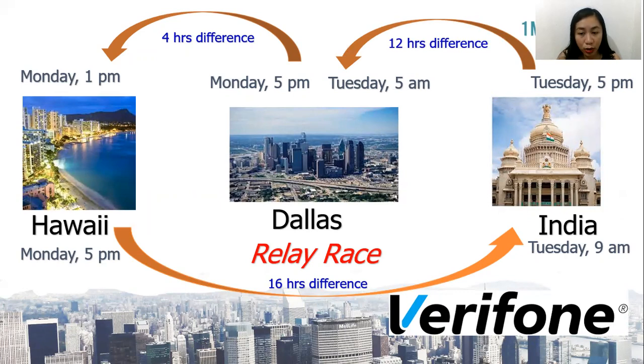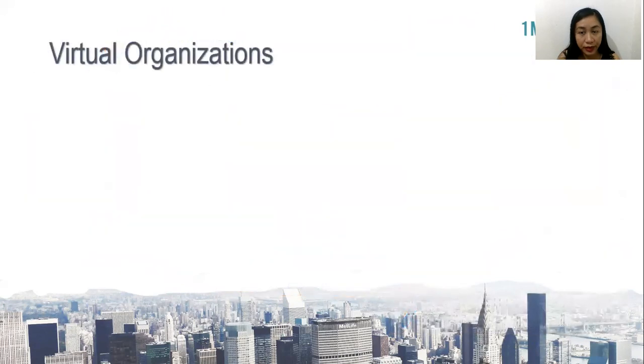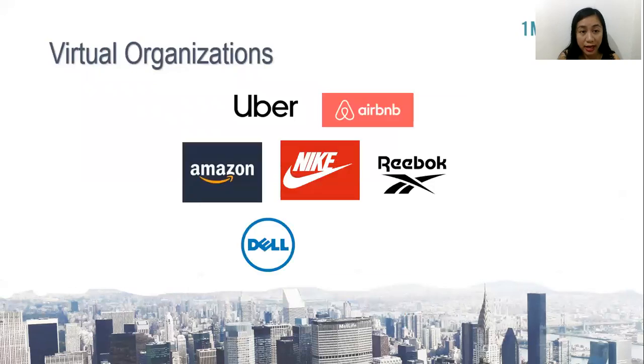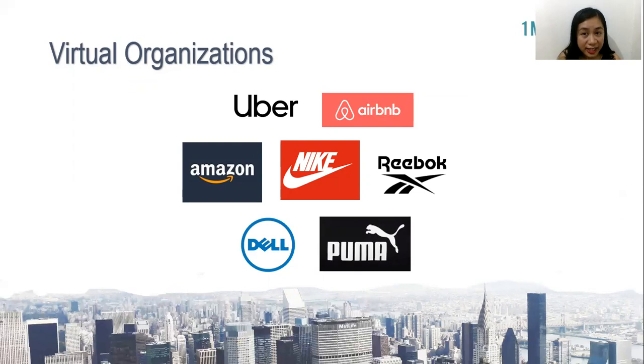Having the US and India collaborate 24/7 helped the business slash development cost and time. Other examples of organizations that use virtual organization are Uber, Airbnb, Amazon, Nike, Reebok, Dell, Puma, etc. Increasingly, organizations are using different variations of virtual structure with call centers and other outsourced tasks, positions, and even projects. And if you noticed, last March 2020 during the enhanced community quarantine in the Philippines, most businesses adapted this organization to respond to the situation and sustain business continuity.